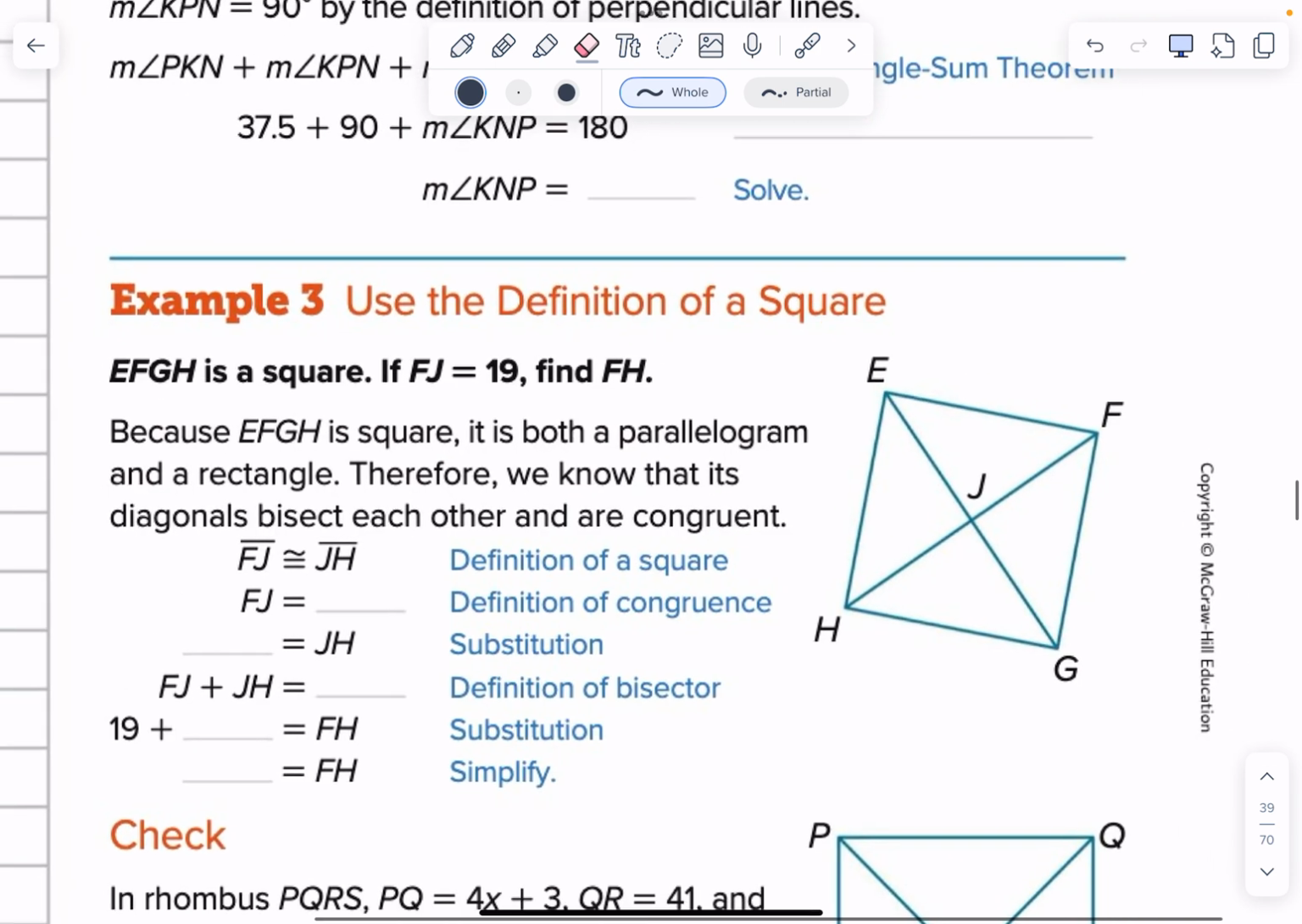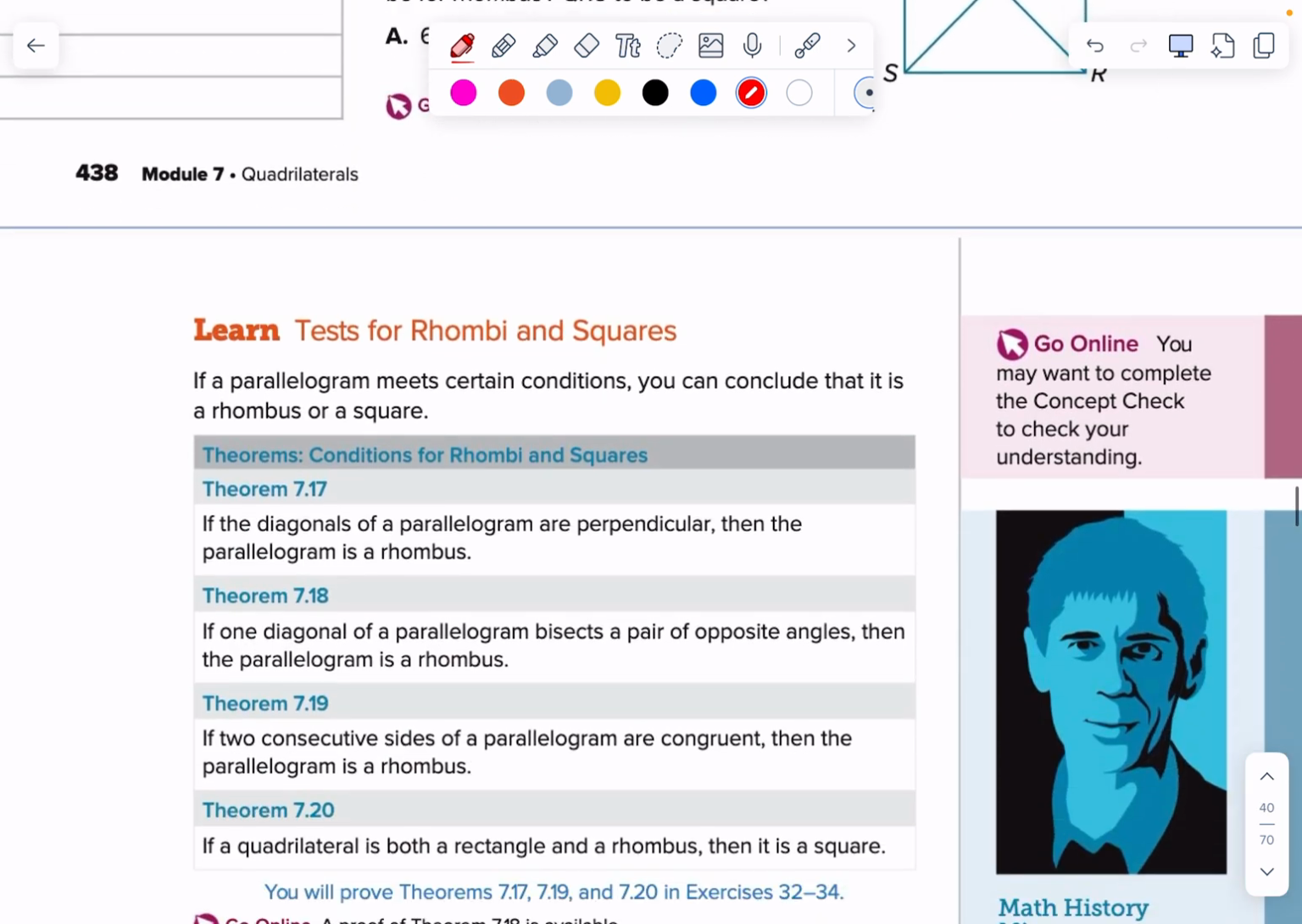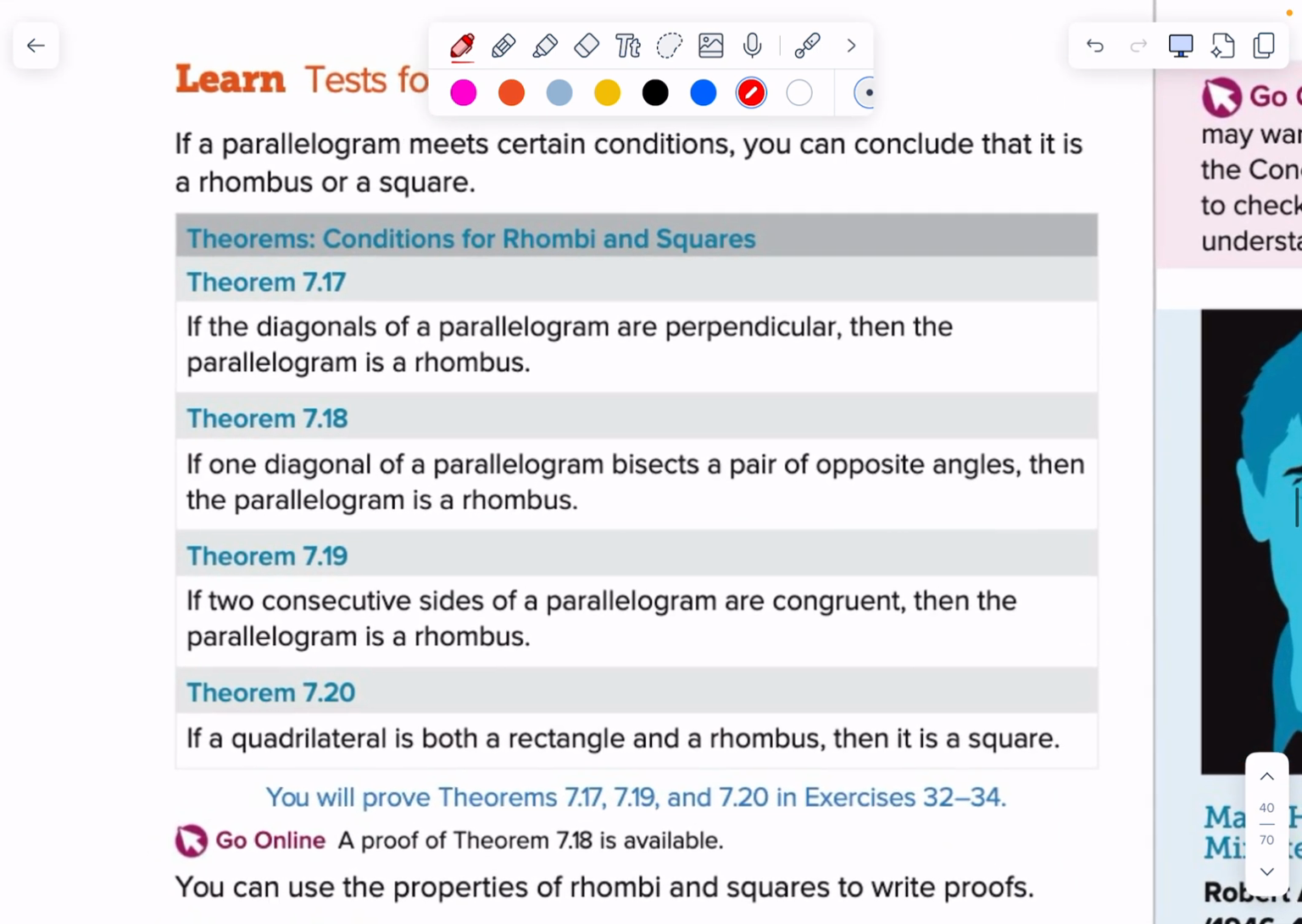Example 3. Now we're talking square. So this shape is a square. FJ, this length right here, is 19. They want to know what FH is. 19, 38. The whole thing. They want to know what FH is. The whole thing should be 38. Got it? Okay, rhombus and squares.